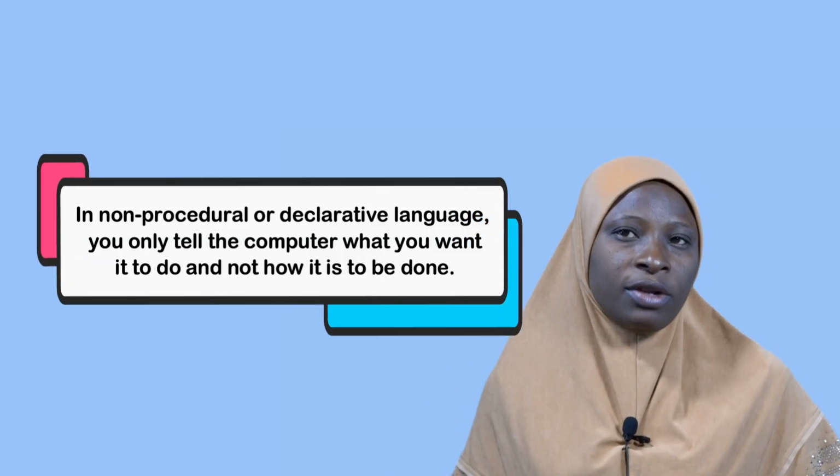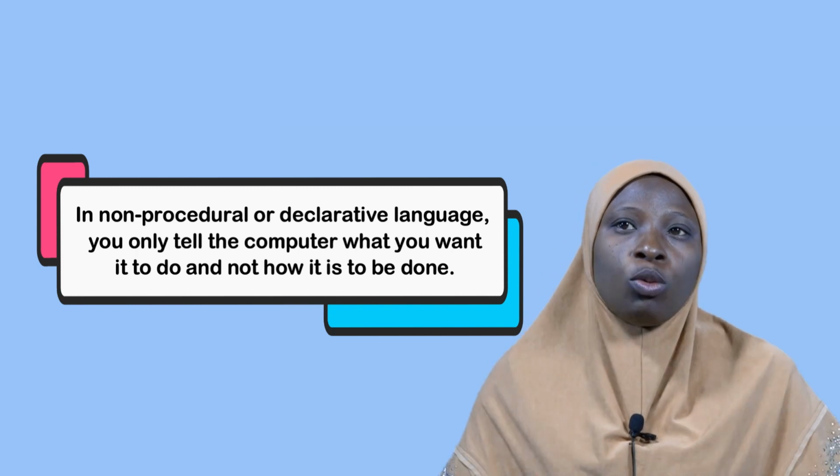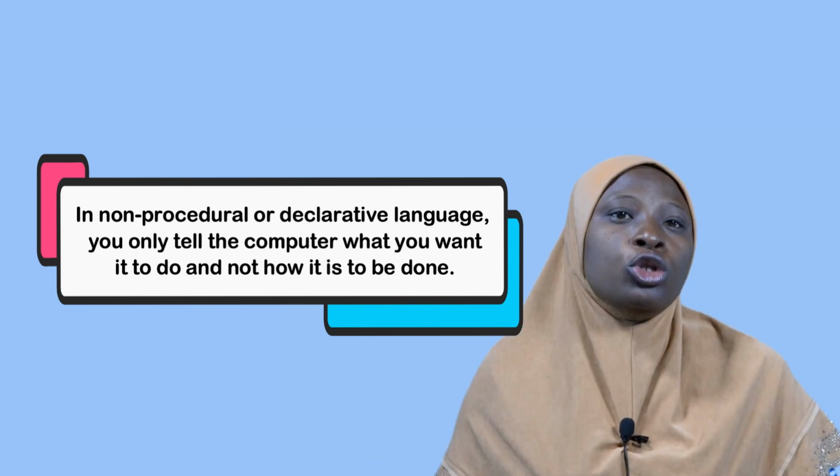All the above 3 levels of programming language are usually referred to as procedural language. This implies that the programmer has to tell the computer how to do what you want it to do, step by step. In non-procedural or declarative language, you only tell the computer what you want it to do and not how it is to be done.